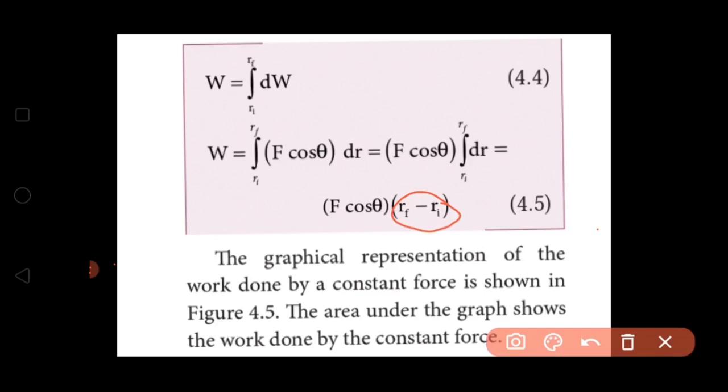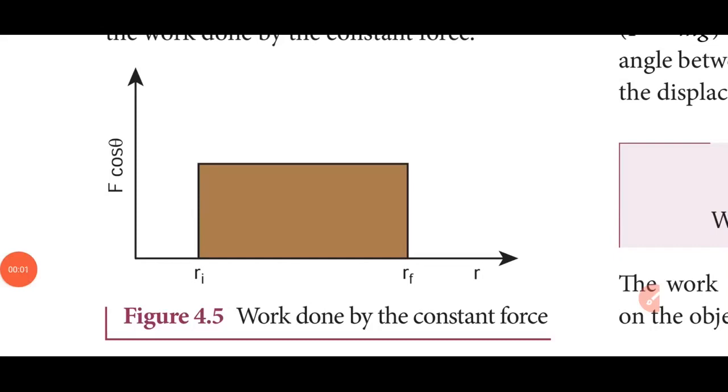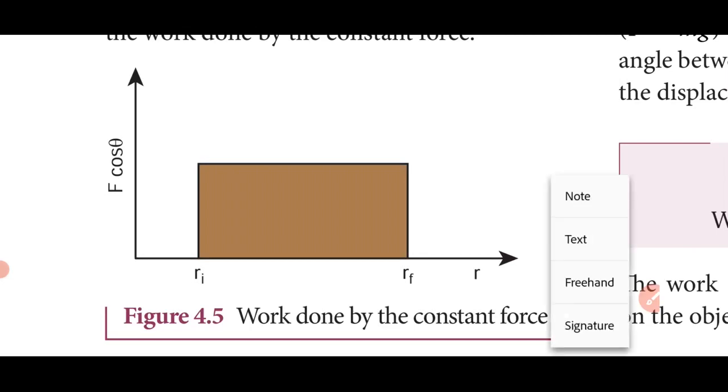So the area under the graph shows the work done by a constant force. This has to be given graphically, so the graphical representation has to be given here. That is nothing but the work done by a constant force. F cos theta is taken as the y-axis, and r, from Ri to Rf, is taken as the x-axis, with two limits. If we draw the graph, we get a constant force for the work done, and that is given here.